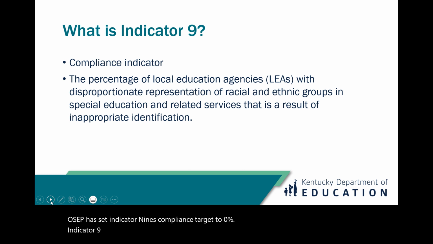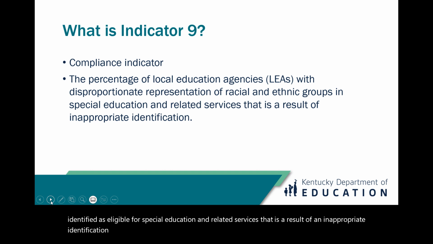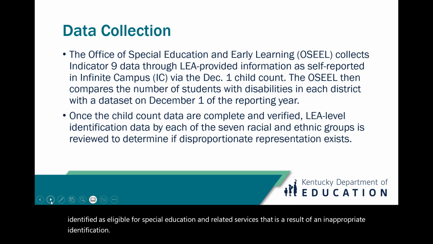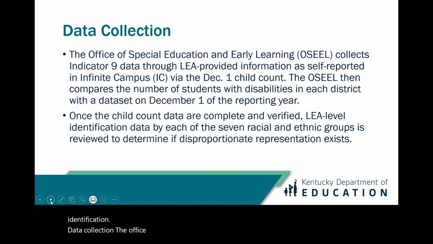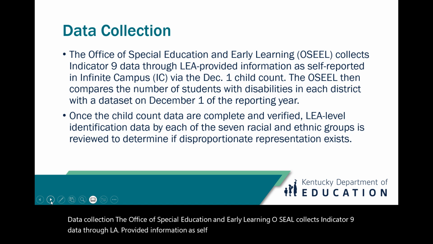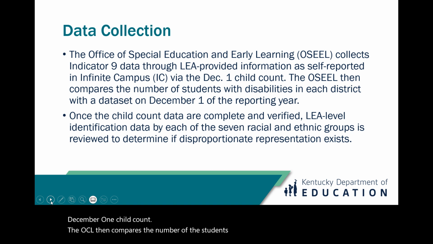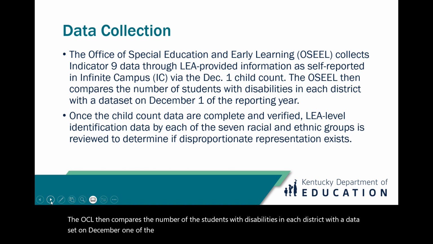Indicator 9 covers the overall disproportionate representation of racial and ethnic groups identified as eligible for special education and related services that is a result of an inappropriate identification. Data collection. The Office of Special Education and Early Learning, OSEAL, collects Indicator 9 data through LEA provided information as self-reported in Infinite Campus, IC, via the December 1 child count. The OSEAL then compares the number of the students with disabilities in each district with a data set on December 1 of the reporting year.